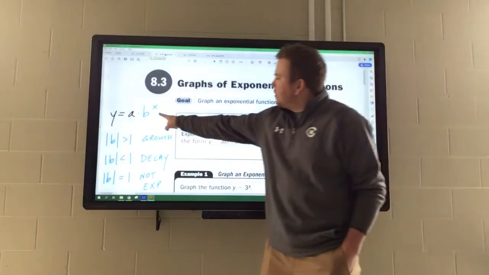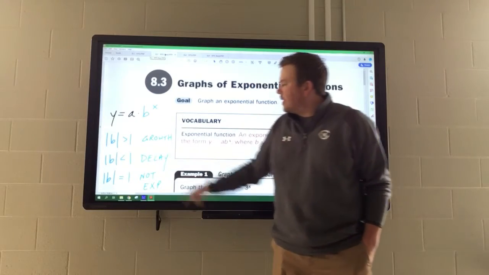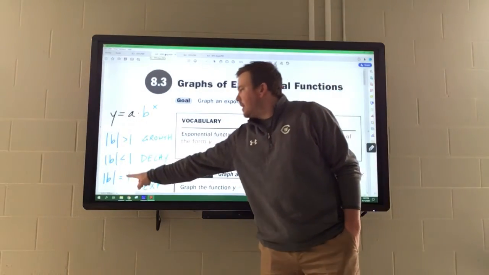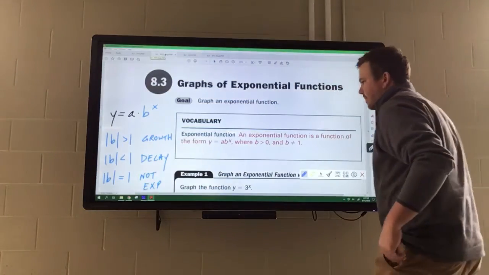Again, we really want to focus on that b value, whatever's being raised to the power of x. If the absolute value of b is greater than 1, we have growth. If the absolute value of b is less than 1, we have decay. And if the absolute value of b is equal to 1, it's not an exponential function. Let's see what these look like.